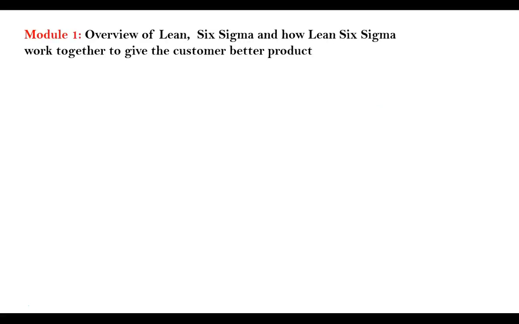In module 1, that was just an overview of Lean, of Six Sigma, and how Lean Six Sigma work together so that we can get the customer a better product, as well as things like a better organization, eliminating waste, cutting down on variation. It gave a definition of Lean, of the Six Sigma, and some of the key terms.